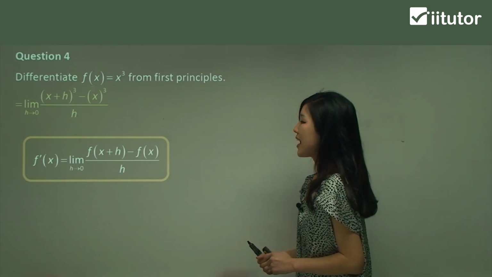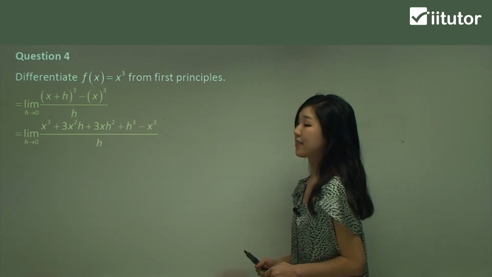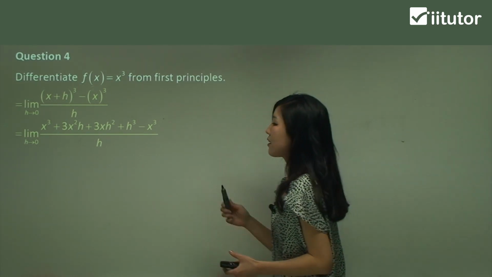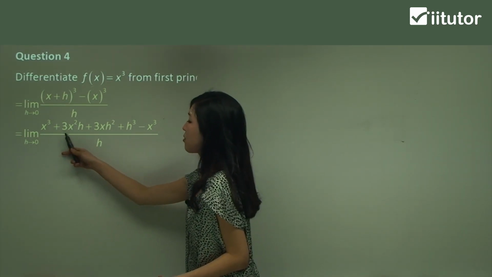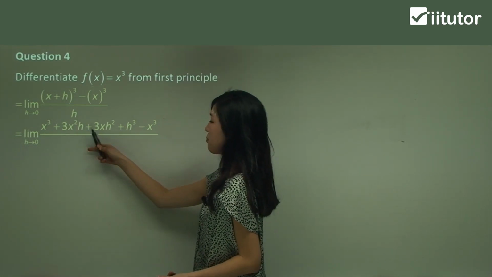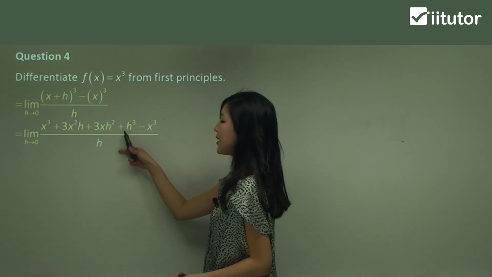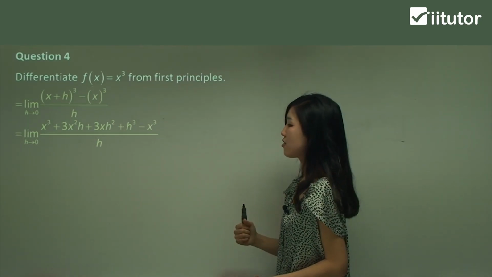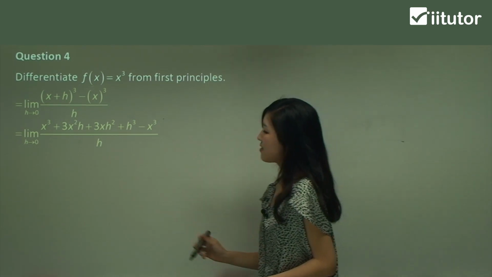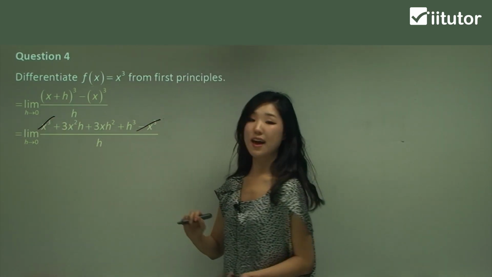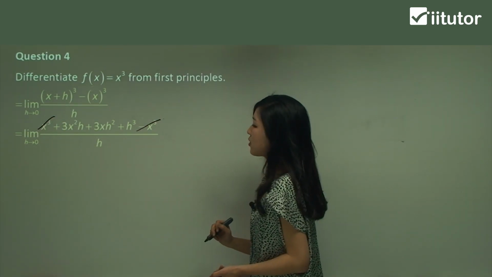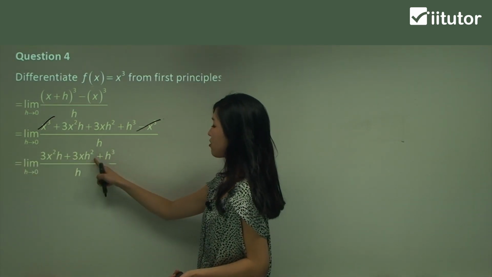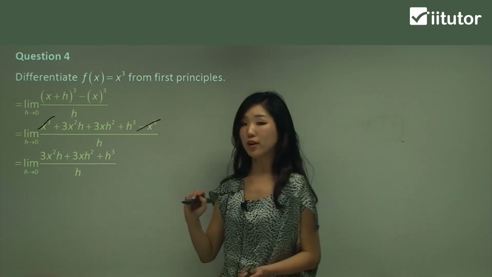Now let's do some expansion. It's going to be like this. X plus h cubed, yes, you've got to do some extra working out. Expand it all out, you should get x cubed plus 3x squared h plus 3xh squared plus h cubed minus x cubed, and that's all over h. Can we cancel anything? Yes. This one and this one we can cancel because they're opposite signs. So what do we have left? We have 3x squared h plus 3xh squared plus h cubed all over h.